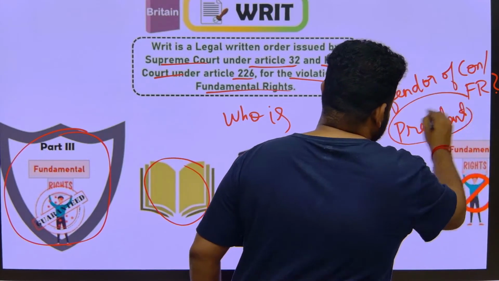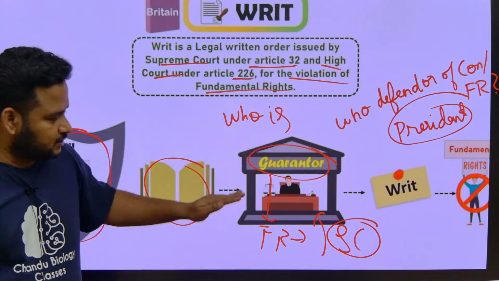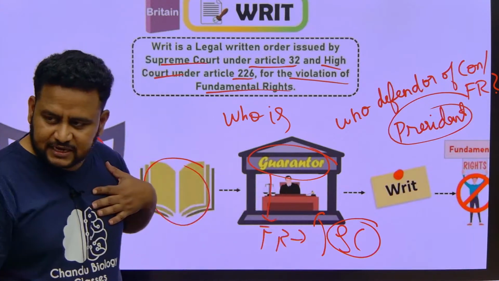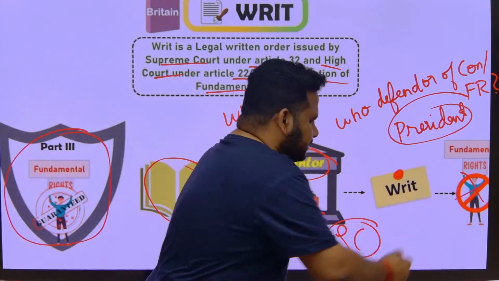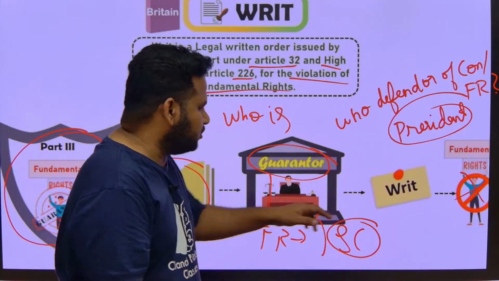The answer is what? President. Okay, now come back to fundamental rights. Forget about President. Now, as a guarantor of fundamental rights, if my fundamental rights are violated, then the Supreme Court will issue writs. Even the High Court can also issue writs. So what do you mean by writ?